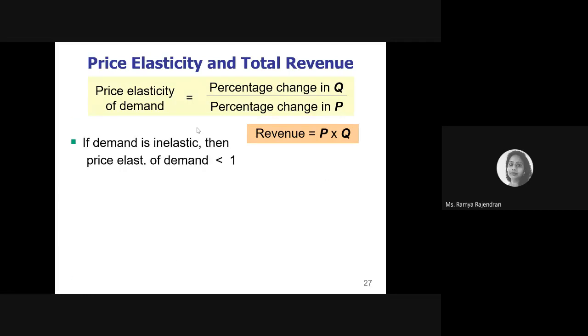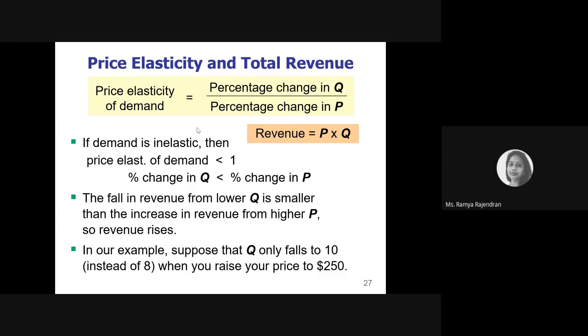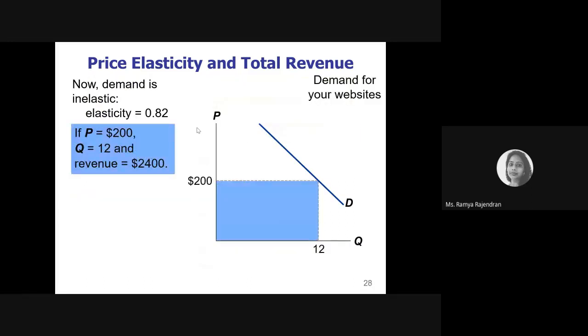What happens if demand is inelastic, which is less than 1? The percentage change in quantity is always less than the percentage change in price, right? Let's see the example here. I was able to design 12 websites at $200. But if I increase the price to $250, 10 people were asking me to design a website. So I was getting a revenue of $2,500. Earlier it was only $2,400.